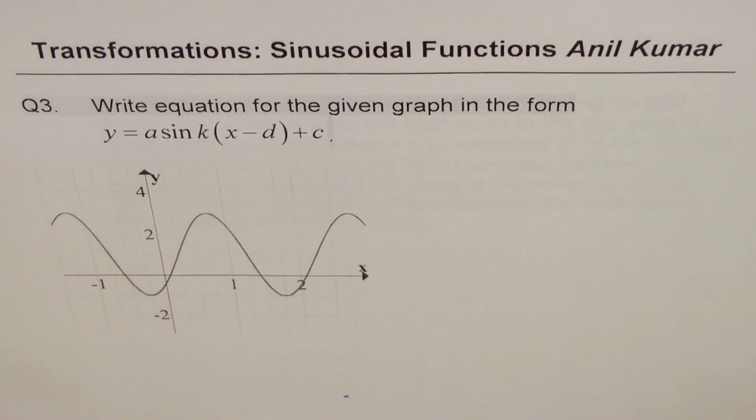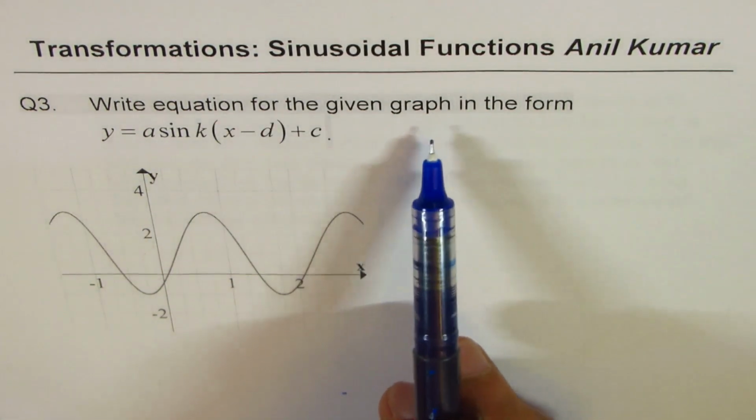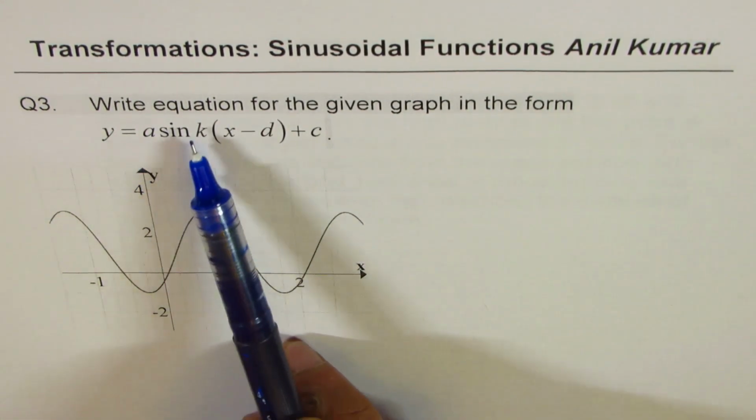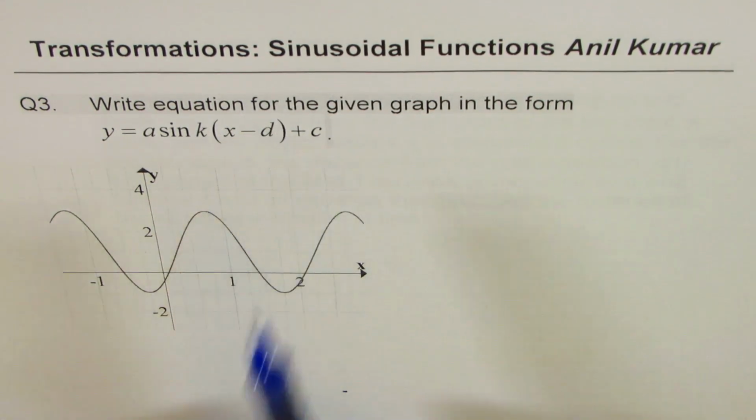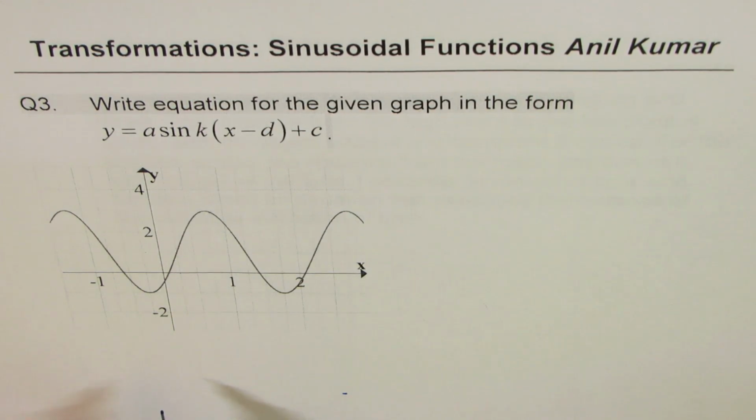Here is question number 3. The question is, write the equation for the given graph in the form of y equals a sin(kx - d) + c. Here is a graph given to us. You can actually pause the video, answer this question, and then look into my solution.